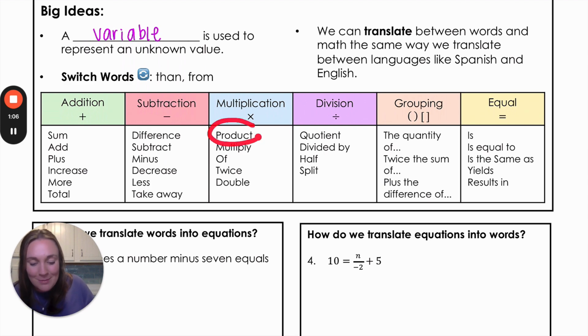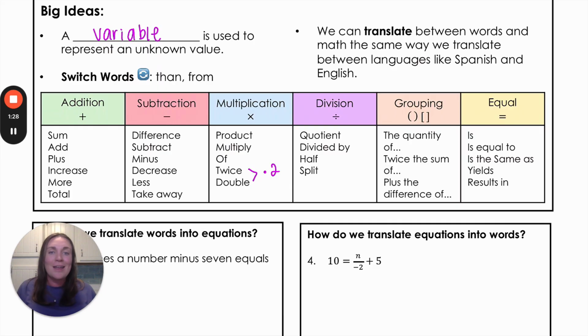Multiplication, we talk about a product, finding the product. Obviously, if we say multiply, we're talking about multiplication. Of is often used with fractions. If I say 2/5 of, 1/10 of, right? We're taking that fraction and multiplying it by the number. Now, if I have twice something or double something, I am multiplying, but I'm multiplying by a specific number. So twice and double are both multiplied by 2. Sometimes you might see triple, so multiplying by 3. They don't usually go higher than that.